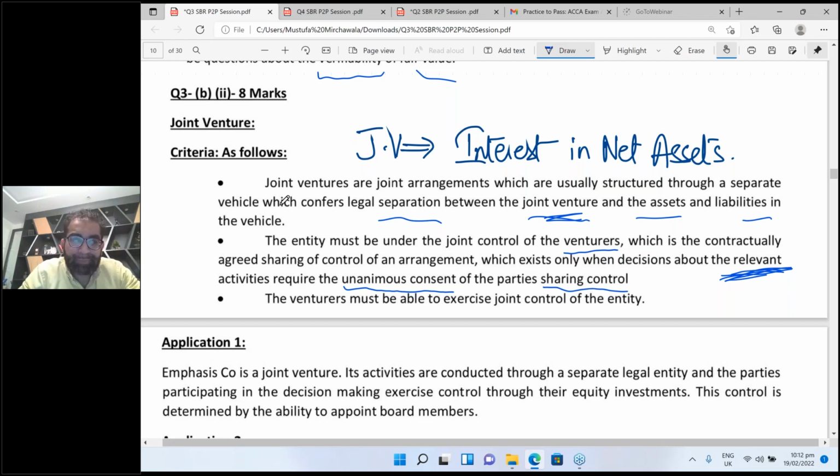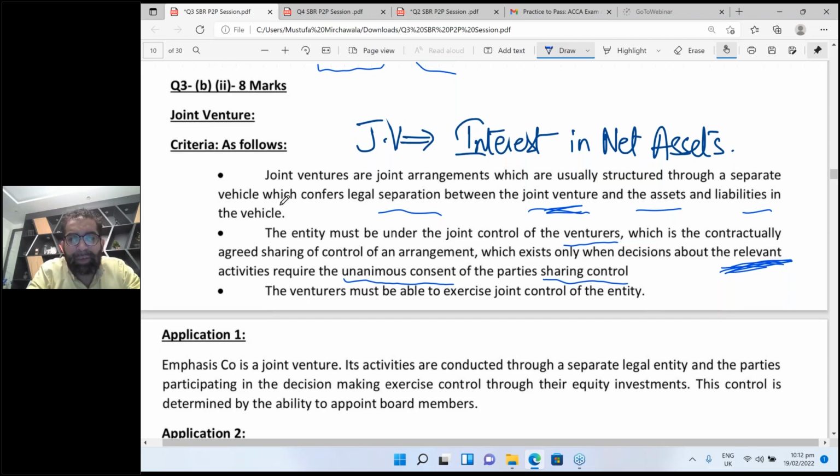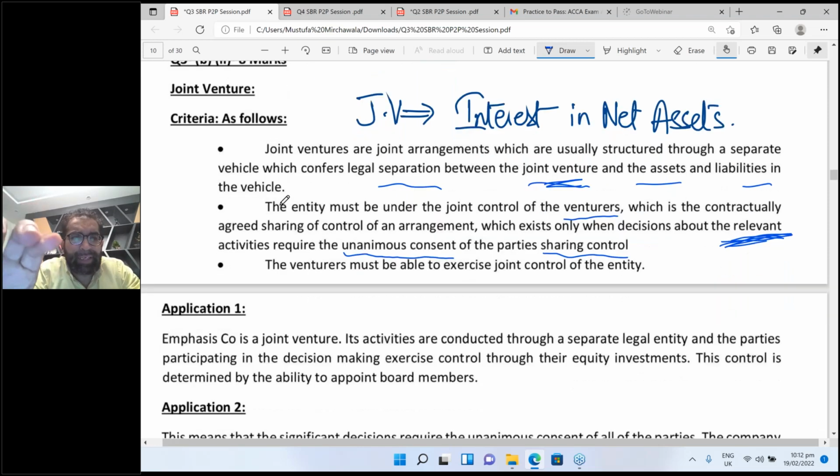Right? I give you one practical thing from my own life. Whenever somebody tells me to join a partnership of three to four people, I always write this clause for myself: unanimous consent. You have to take a vote from me, and if I don't give the vote, you can't change anything. This is a very important thing in practical life as well. The venturers must be able to exercise joint control of the entity. These are very simple discussions.